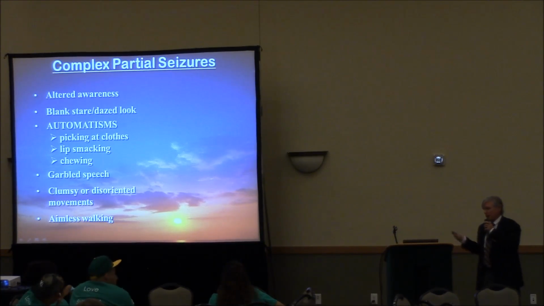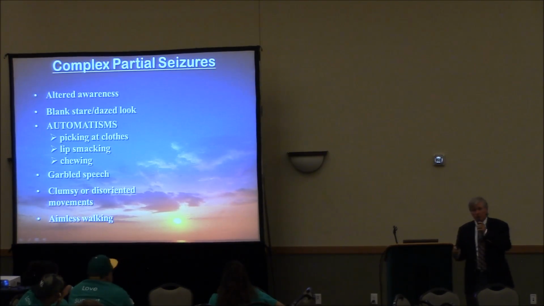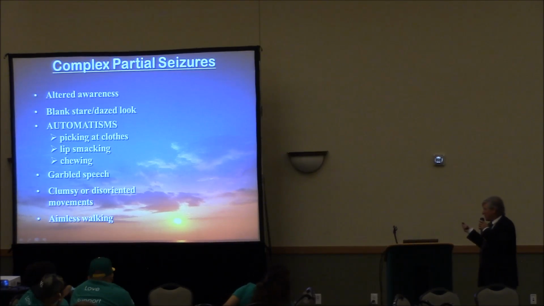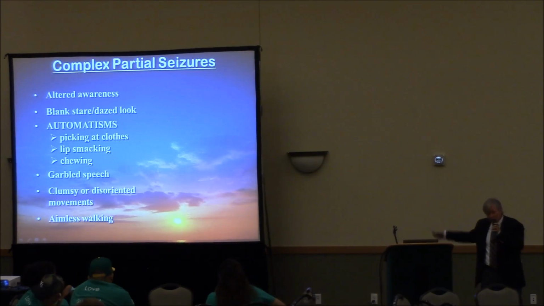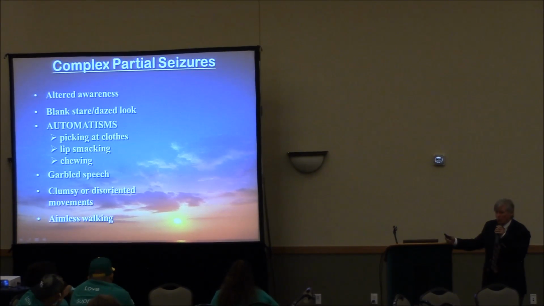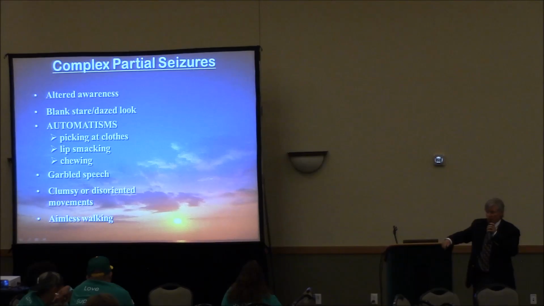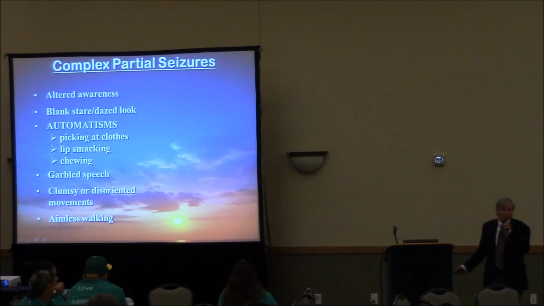There might be some lip smacking, some chewing motions. Individuals might have garbled speech or they might make guttural types of noises during this particular type of seizure activity. There might be clumsy or disoriented movements. Among individuals who are able to walk, occasionally what happens is they get up and they begin to move around during this type of event. This is where one of the major problems with a complex partial seizure comes into play. During this type of seizure, the individual is in that altered state of consciousness, so they may not realize that they're headed towards a stairwell or a busy intersection. So accidental injury can result from a complex partial seizure.